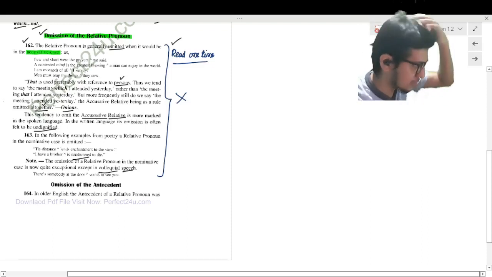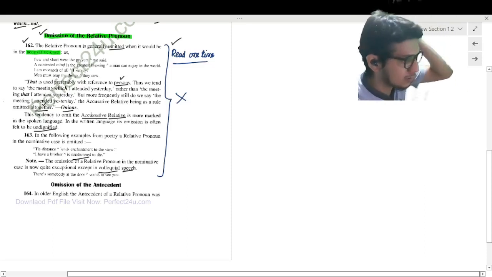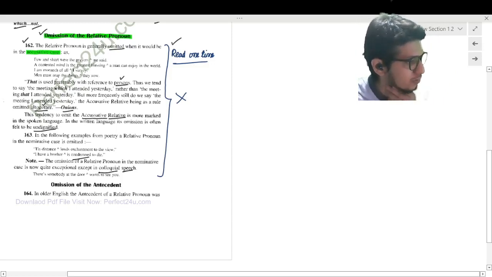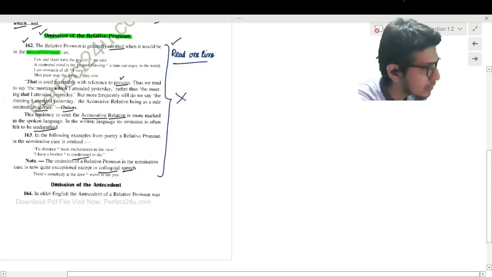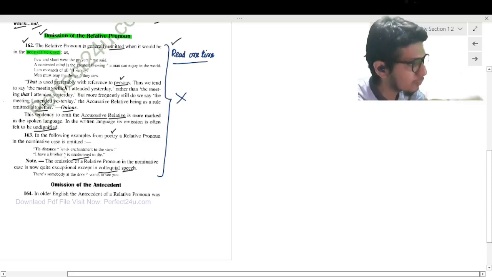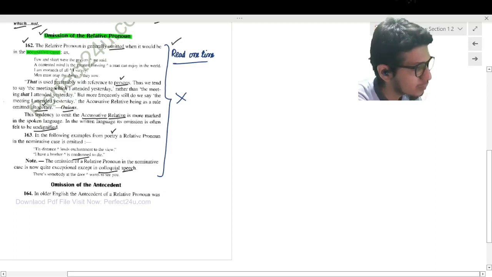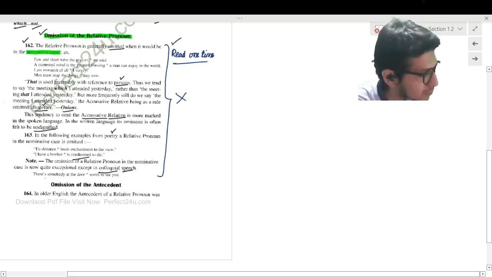This tendency to omit the accusative relative is more marked in spoken language. In written language, its omission is often felt to be undignified. In the following example from the poetry, the relative pronoun in the nominative case is omitted. I have a brother is condemned to die. The omission of the relative pronoun in the nominative case is now quite exceptional, except in colloquial speech. There is somebody at the door who wants to see you.